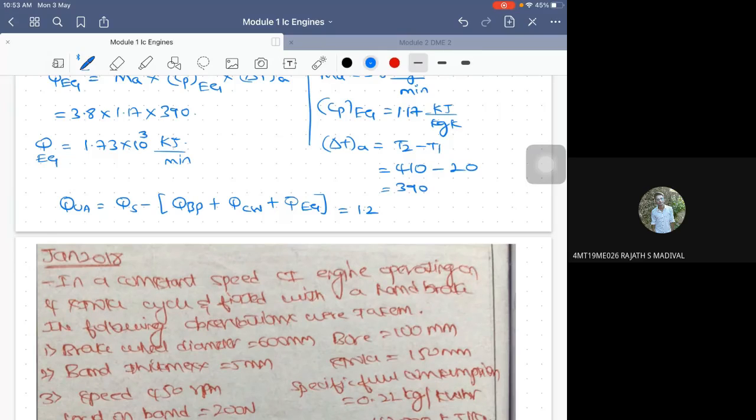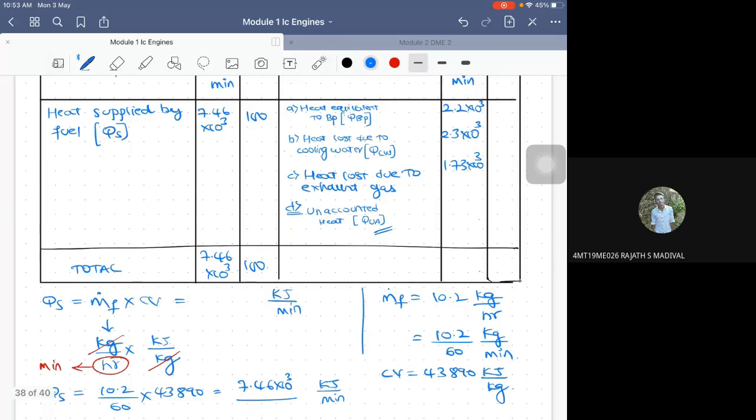1.23 into 10 to the power of 3 kilojoules per minute. Now same thing, substitute here. It is 1.23 into 10 to the power of 3 kilojoules per minute. Now add all this. It should be equal to 7.46 into 10 to the power of 3. Add here total. Okay, that's great.